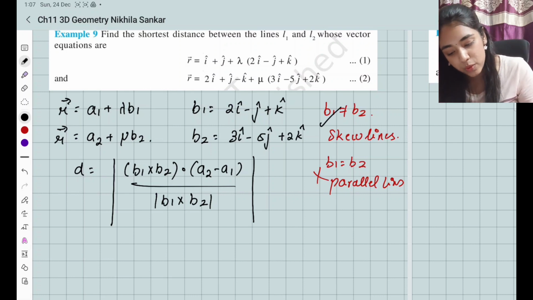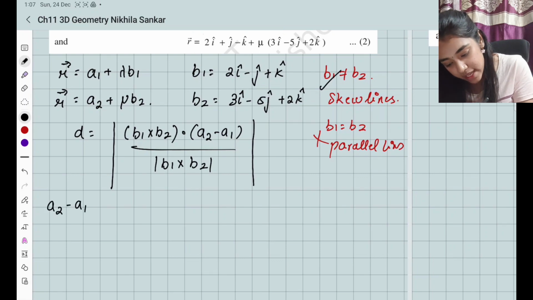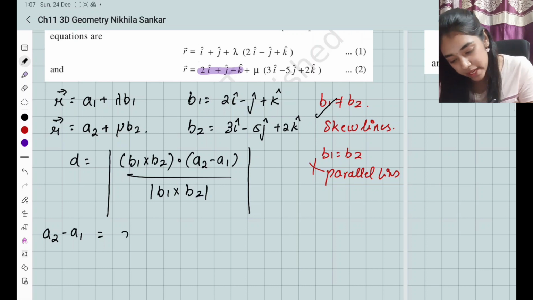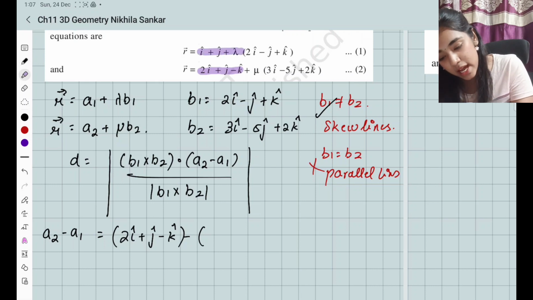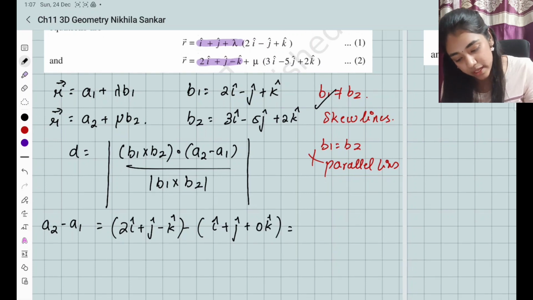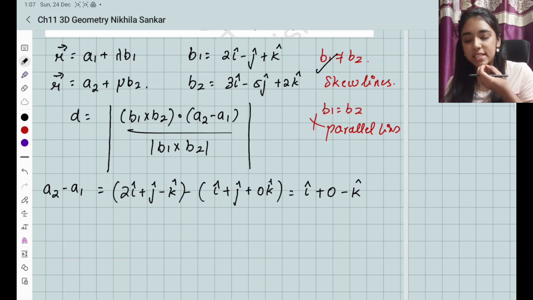இப்போ A1 A2 B1 B2 என்னன்னு எழுதியாச்சு. So I have A2 minus A1. A2 is going to be this 2i plus j minus k. A1 என்ன? It is going to be i plus j. There is no k coordinate. So I have i plus j plus 0k. இது ரெண்டுத்தையும் subtract பண்ணா என்ன கிடைக்கும்? 2i minus i is going to be i cap, plus j minus j, they get cancelled. Then I have minus k minus 0. So this is going to be minus k. So A2 minus A1 கண்டுபிடிச்சாச்சு.